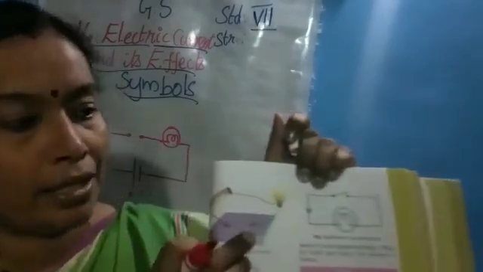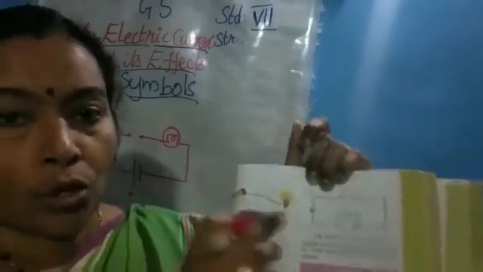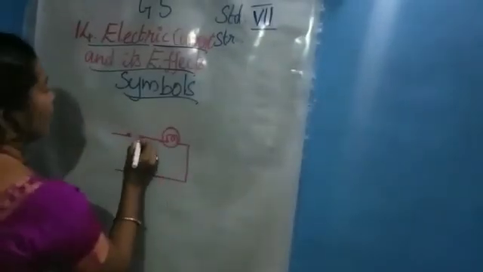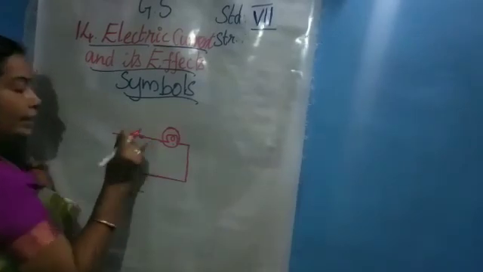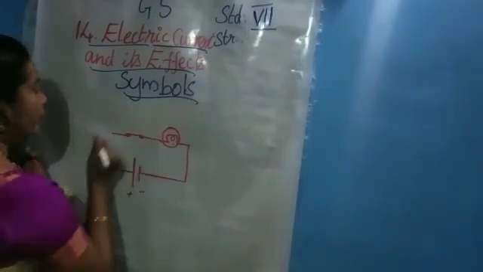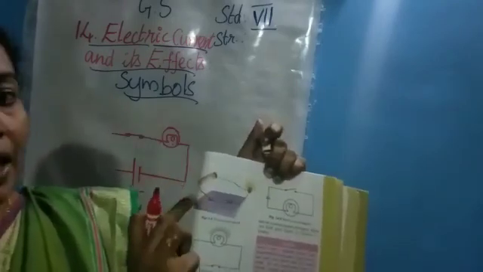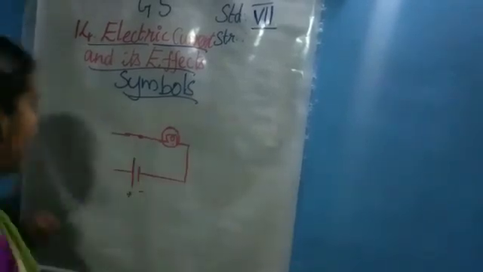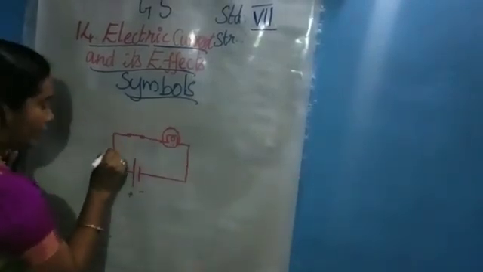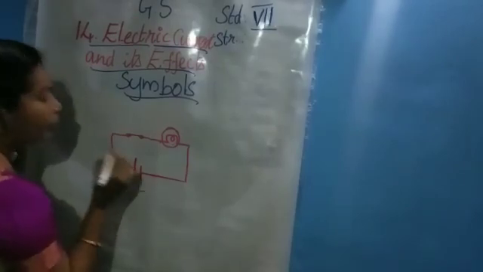So in this circuit, the bulb is glowing. How will you show the glowing of the bulb in the switch? Yes, it is an on mode switch. So we connect the two ends, and the other end of the switch is connected to the other end of the electric cell. So it is connected to the positive terminal.